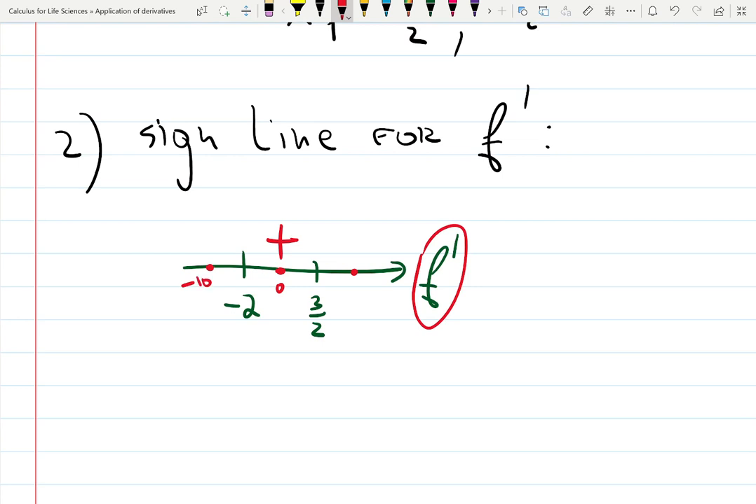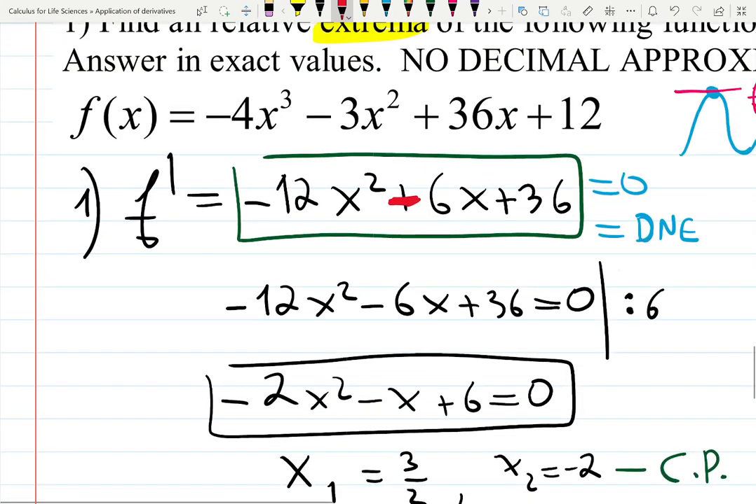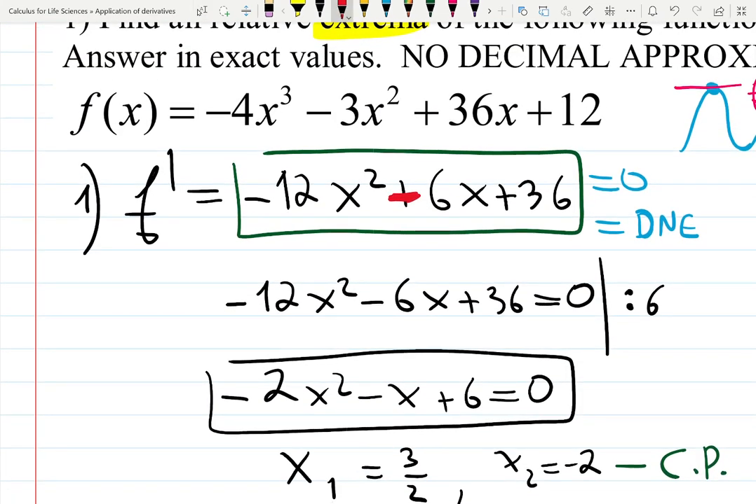Minus a million. I like big numbers, so something huge and negative, and then something huge and positive on each side. I'm going back to my quadratic equation. If something is huge and negative, the square makes it huge and positive. Negative 12 makes it huge and negative.